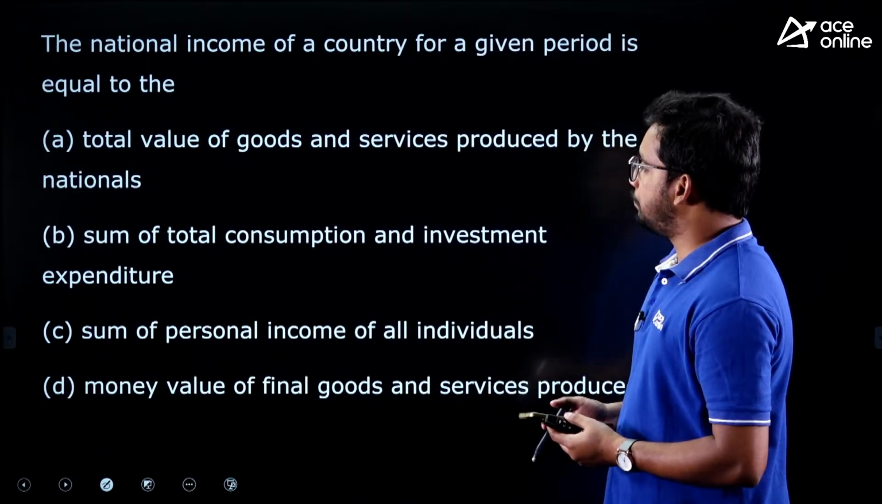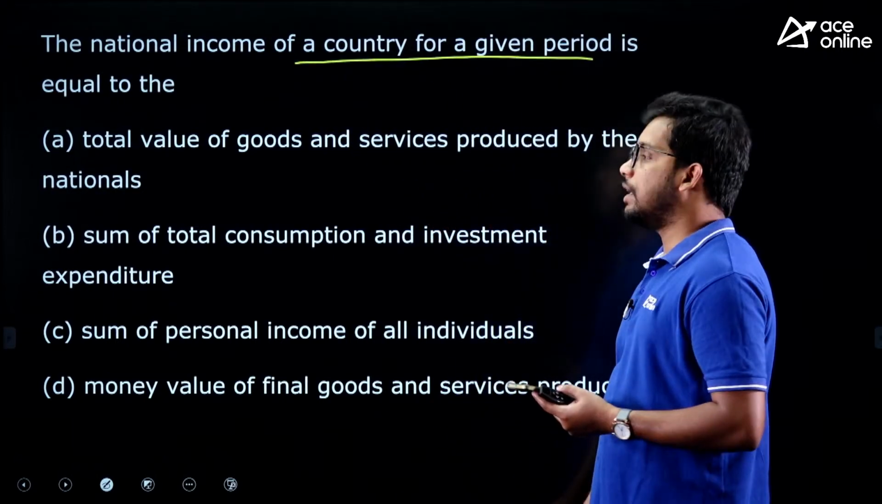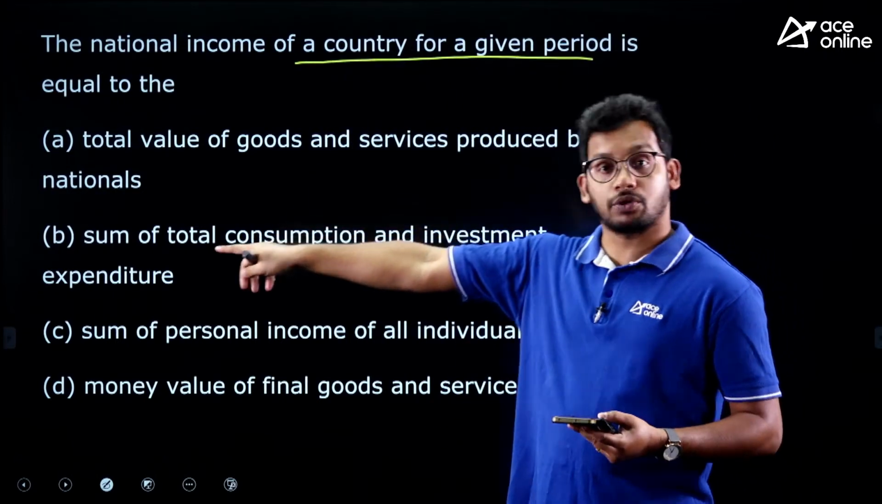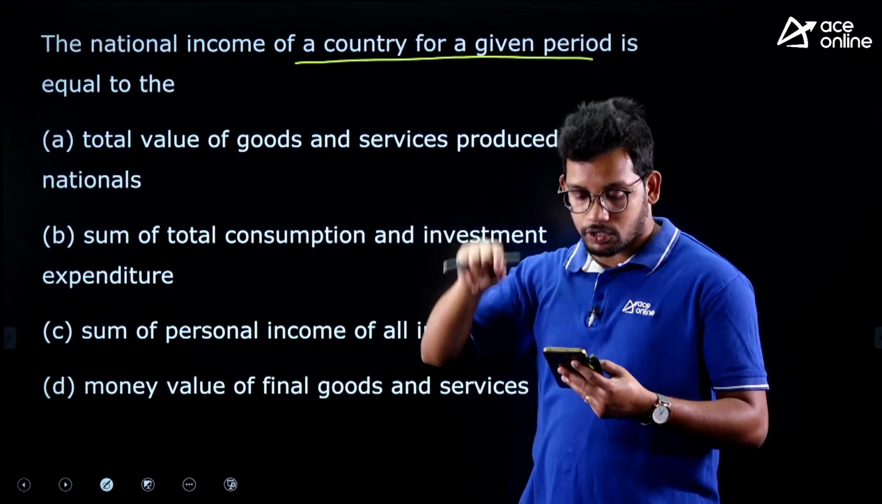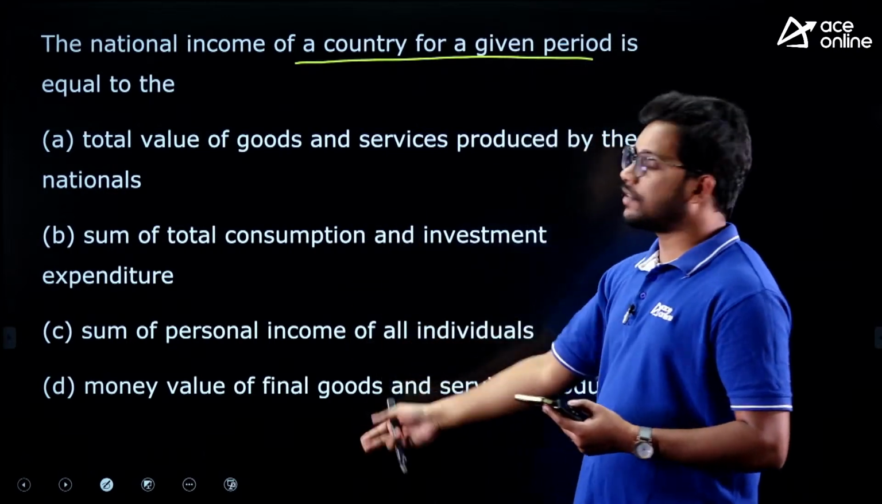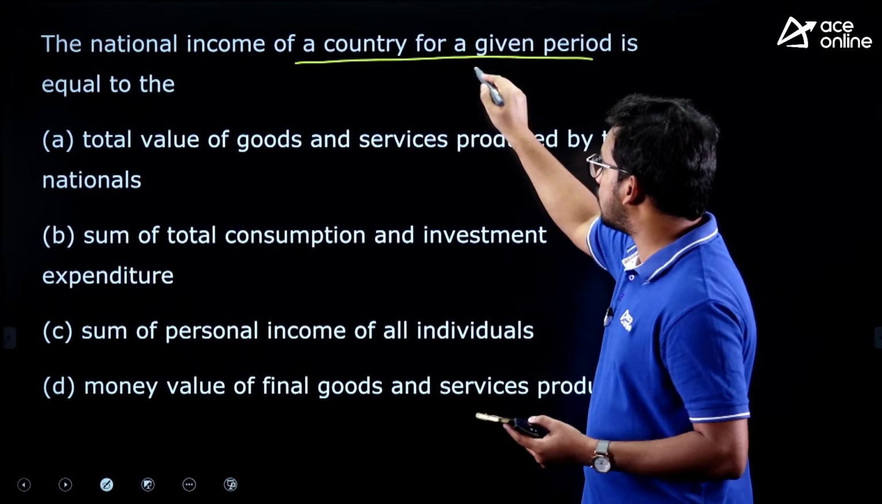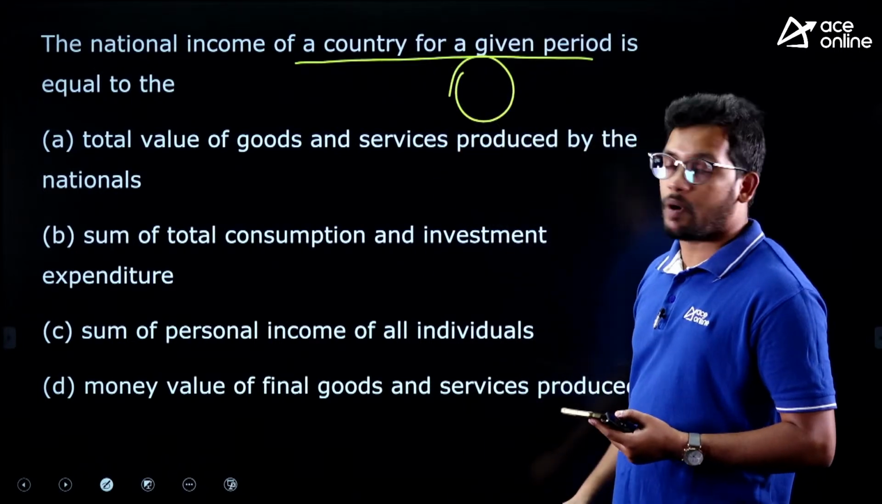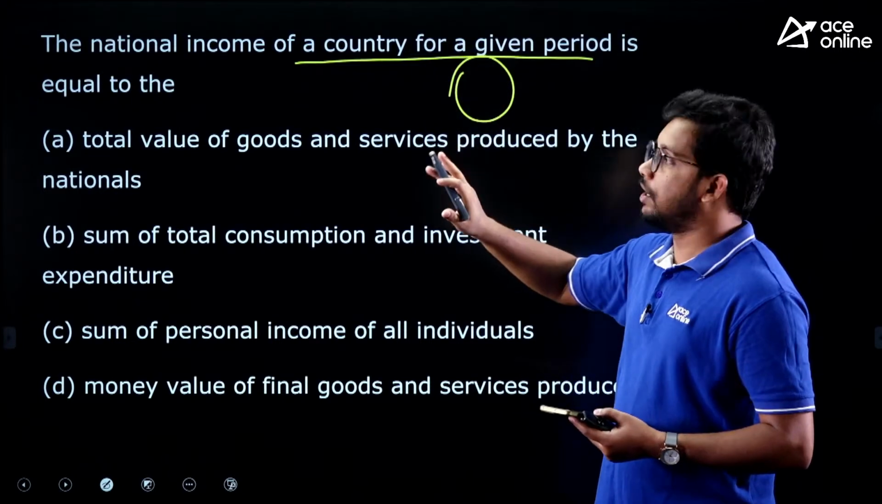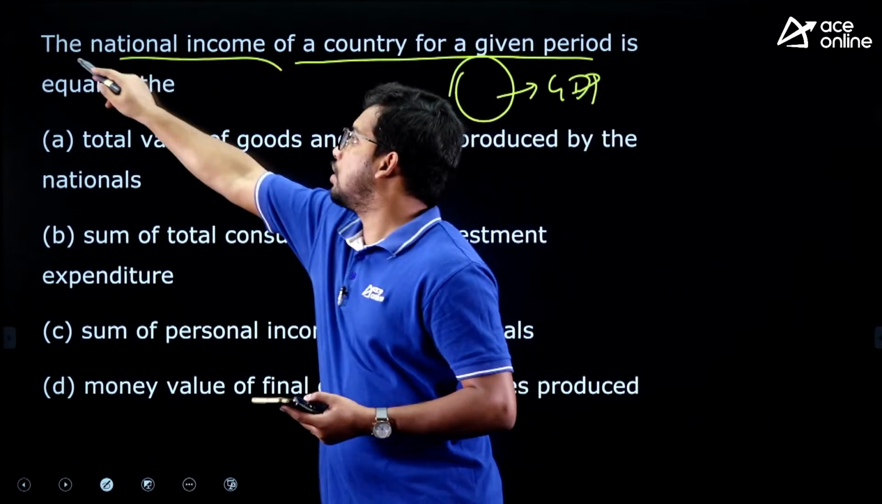Next one, the national income of a country for a given period is... So if you solved the first question correctly, if you understand GDP correctly, then this is a very easy question. You need to understand that total GDP means the total amount we have added in the country in one year. That is called GDP. This GDP is also called the national income.